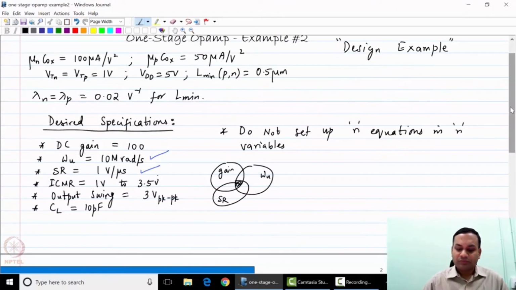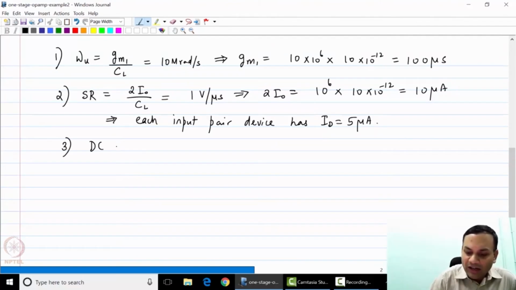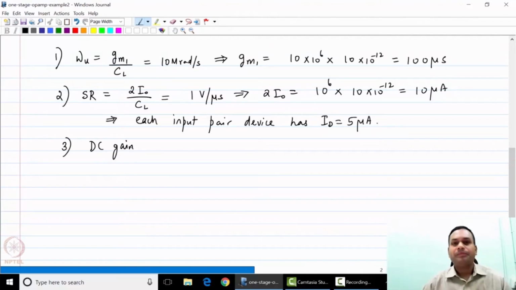Now it turns out that all of the other parameters depend on many other variables, but let us look at them one by one. The DC gain, so this is one. Number two, the third parameter we'll look at is the DC gain, and the DC gain is supposed to be 100.